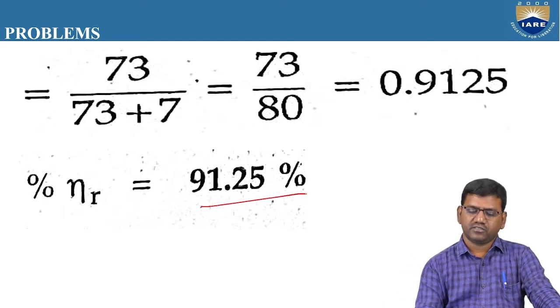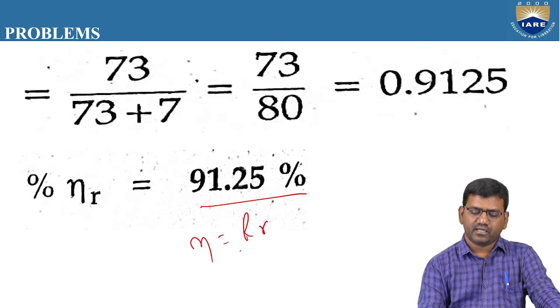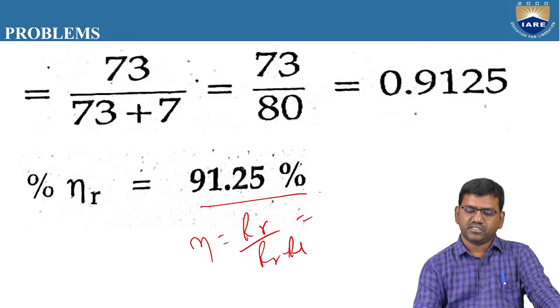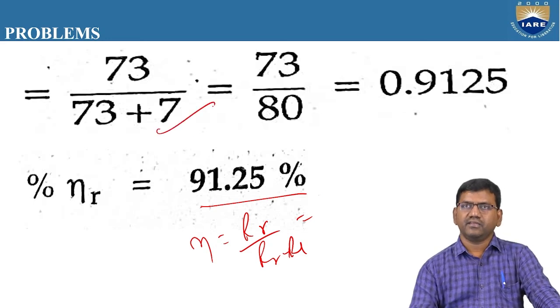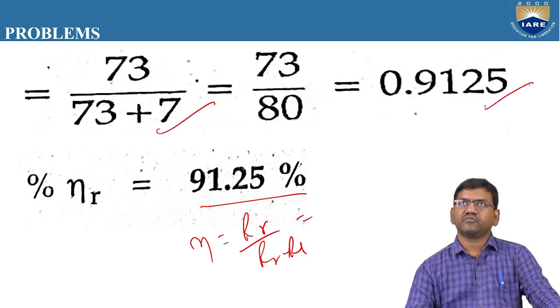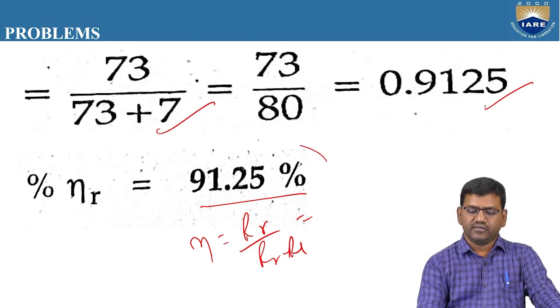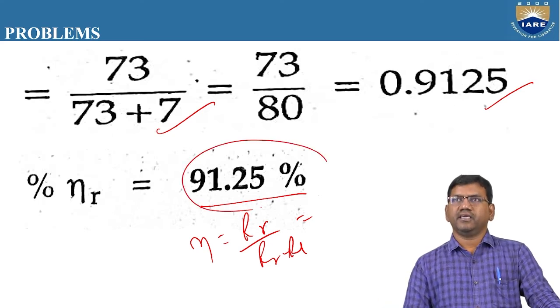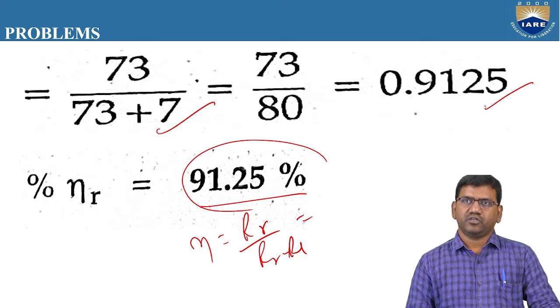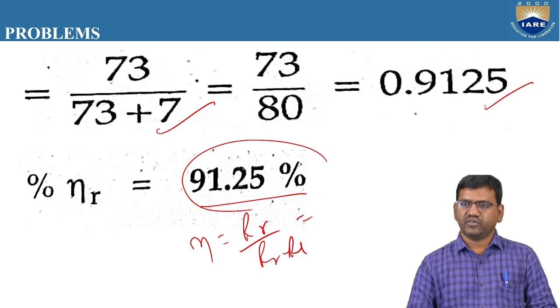So finally you will get 91.25% as the efficiency. Efficiency is equal to RR by RR plus RL, so 73 by 73 plus 7. You will get 0.9125. The efficiency in terms of percentage, multiplied by 100, you will get 91.25%.